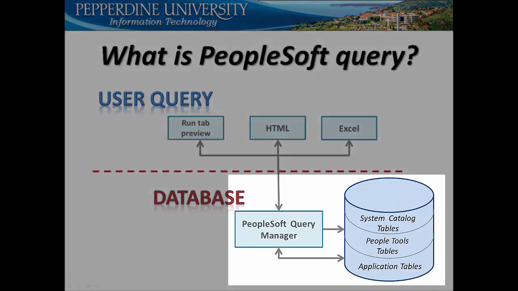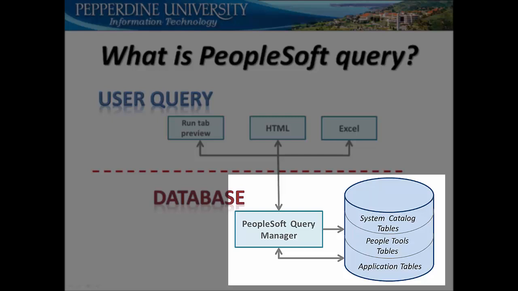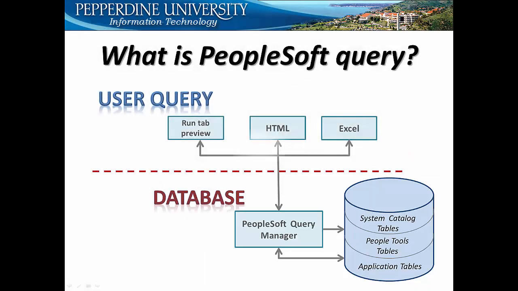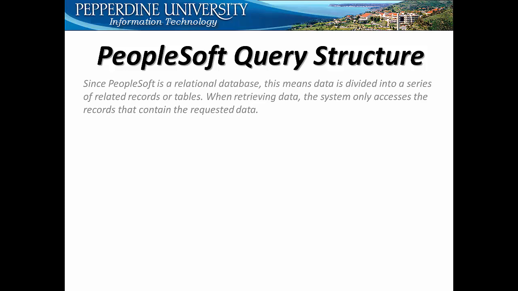So, as you can see, within the database, the Query Manager runs the programming code behind the scenes to select and report on queried information stored in the PeopleSoft application tables. Since PeopleSoft is a relational database, this means data is structured into a series of related records or tables. When retrieving data, the system only accesses the records that contain the requested data.